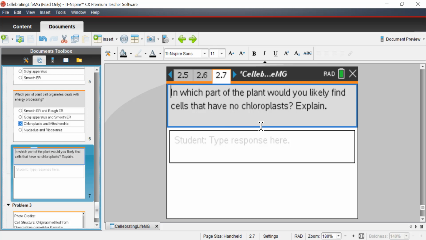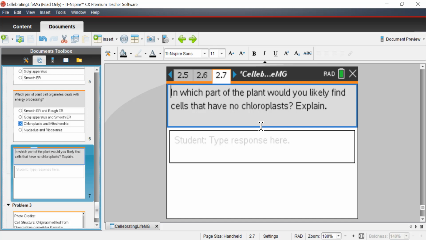Last question of this activity: in which part of the plant would you likely find cells that have no chloroplasts? Well, that's a really cool question. We haven't talked about that, so that's one we're going to have to noodle on a little bit. Let's think about that. So what's a plant made of? Well, let's think about a tree. So a tree has a trunk, it's got branches, has leaves. We know that leaves are green. We know that chlorophyll is green, and chloroplasts are where chlorophyll lives.